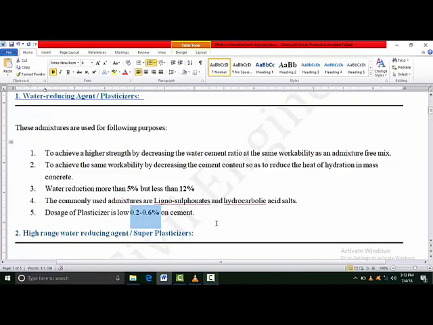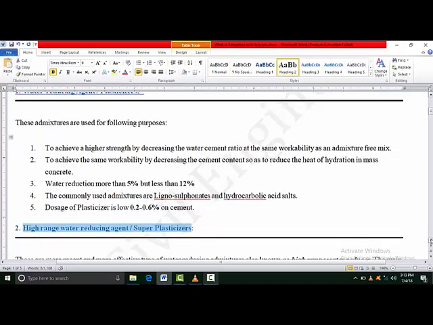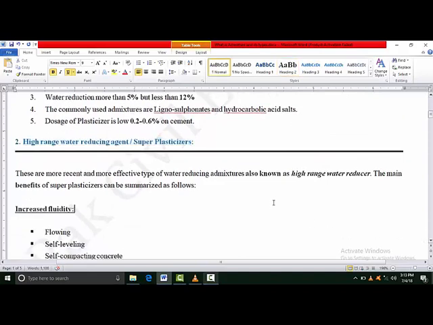And the second one is super plasticizer. Super plasticizer is also called high range water reducing admixture. It reduces more water than the plasticizer, okay. Therefore we call it super plasticizer. So it is also called high range water reducer. So what is the benefit of it? Increased fluidity, reduced water cement ratio.